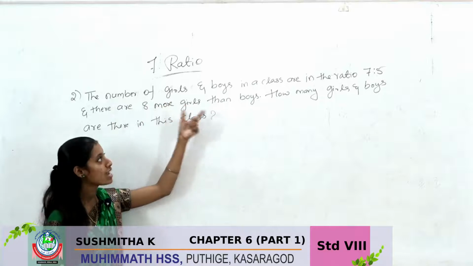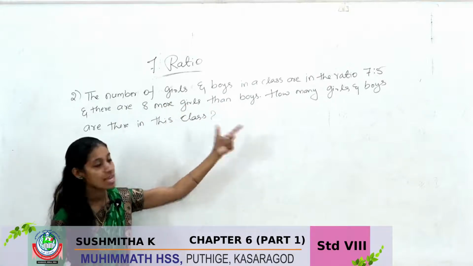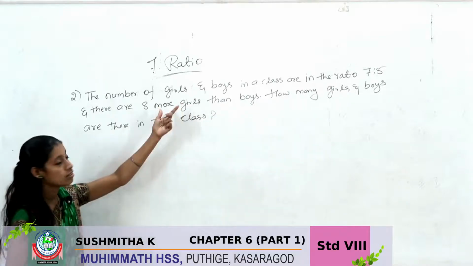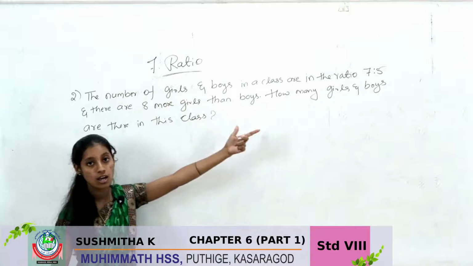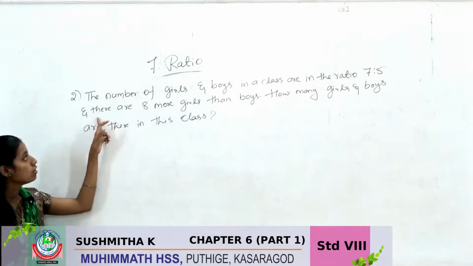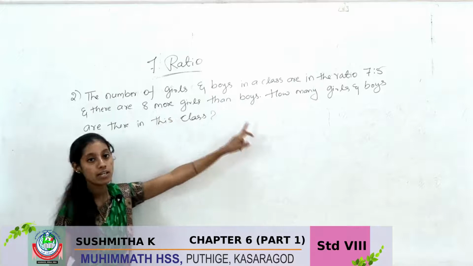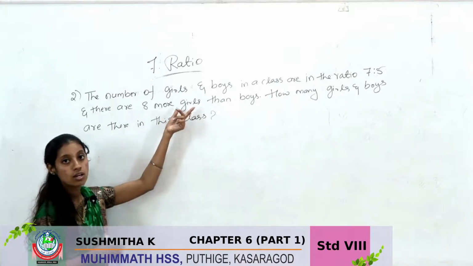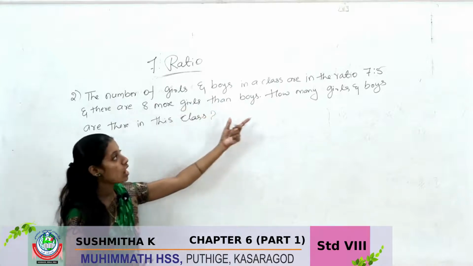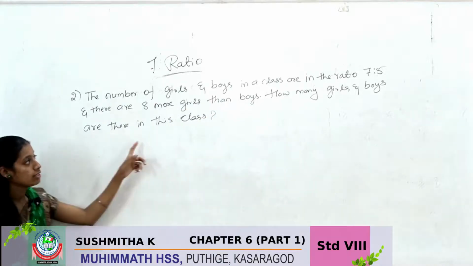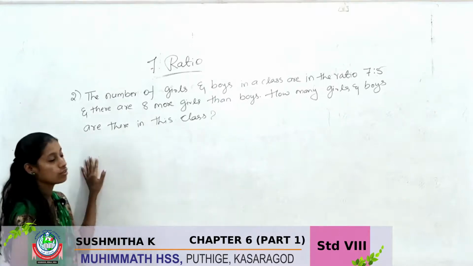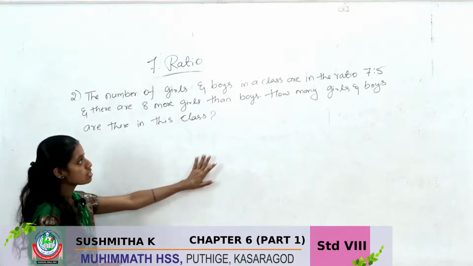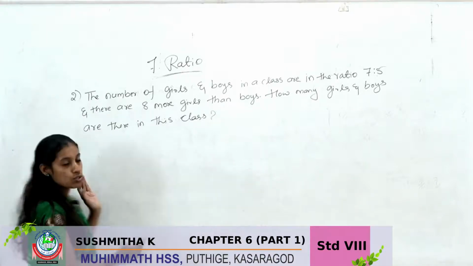The number of girls and boys are in the ratio 7:5. So we can say that 7 are the girls and boys are 5. Then there are 8 more girls than boys. So girls are more than the boys. How many girls and boys are there in the class? So first we should write the ratio of girls and boys in the classroom as 7:5.